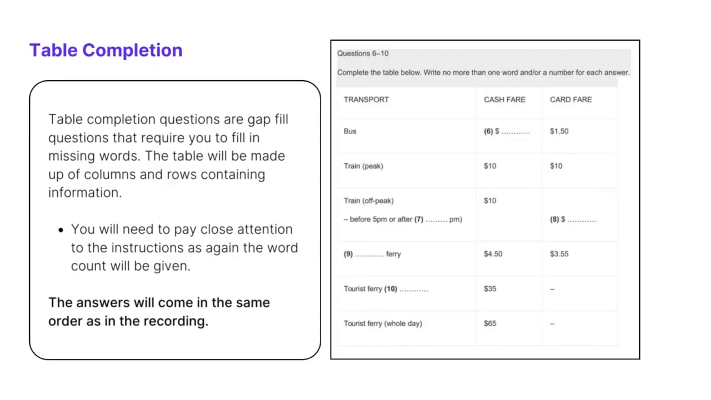Moving on to table completion questions. Table completion questions are gap fill questions that require you to fill in missing words. The table will be made up of columns and rows containing information. You will need to pay close attention to the instructions as again the word count will be given. Also, the answers will come in the same order as in the recording.